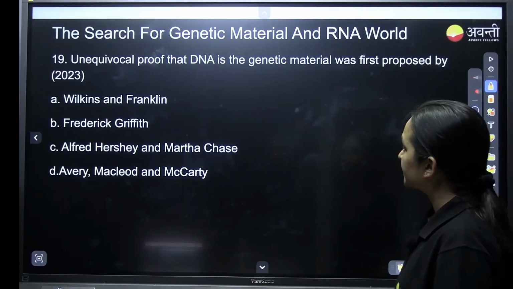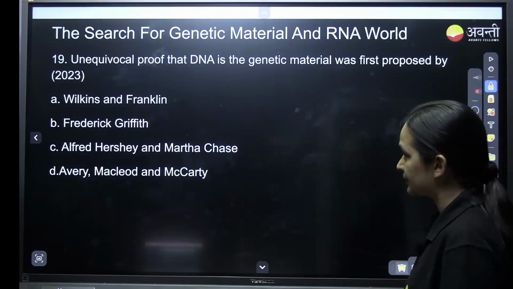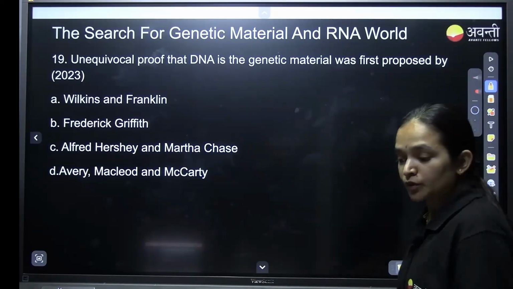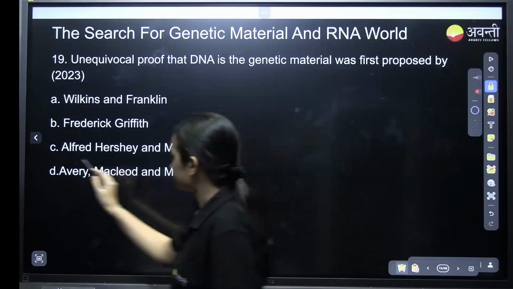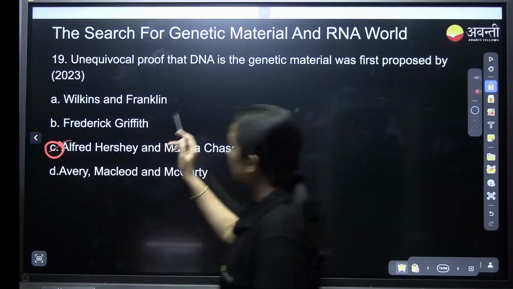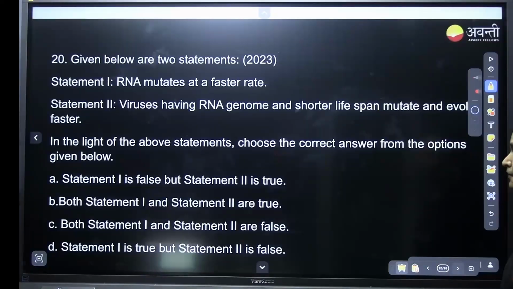Unequivocal proof that DNA is the genetic material was first proposed by who? Hershey and Chase. The Hershey and Chase experiment. It was an unequivocal proof. Yes.